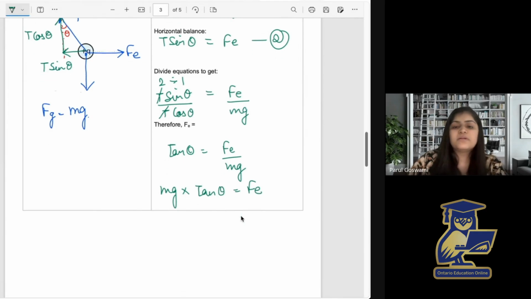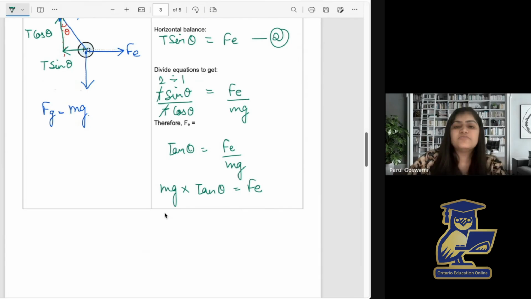We can determine Fe by substituting the values. The mass of the pith ball is given to us, which is 5 grams. So 5 divided by 1000 because we need to convert it into kgs. g is the known value, which is 9.8 meters per second squared. Tan 15 degree equals Fe.